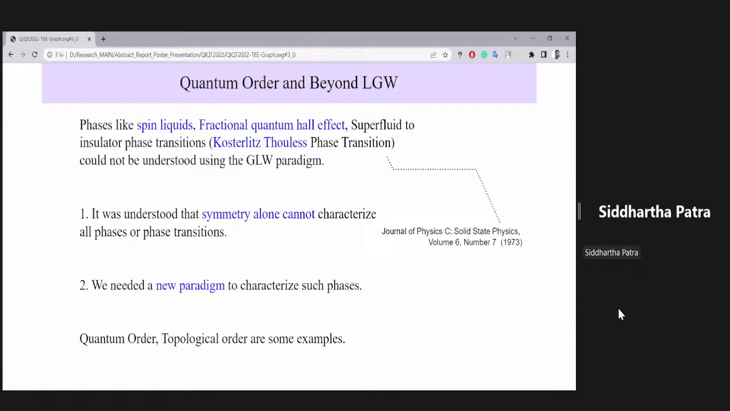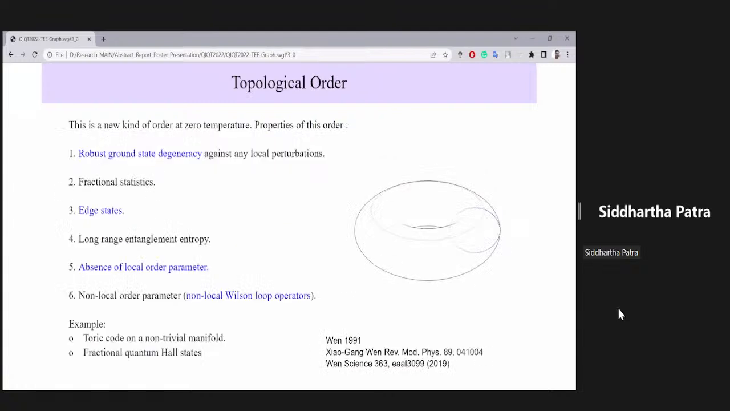Quantum order and topological order are some examples of frameworks to describe such phases. Quantum order is the more general framework. Topological order is a special part of that quantum order. I will mainly focus on the topological order here.